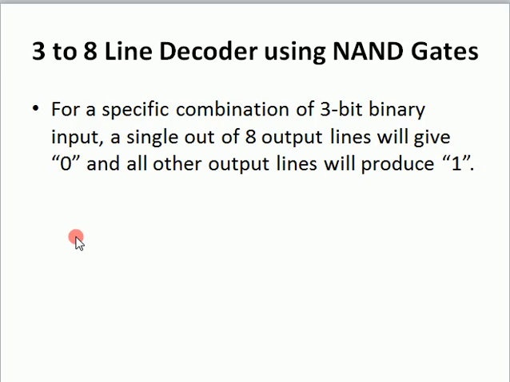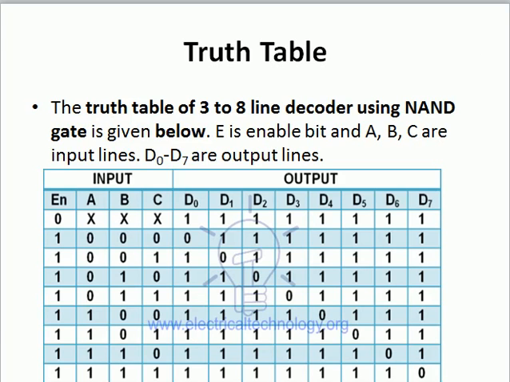Now we will discuss the 3 to 8 line decoder using NAND gates. For a specific combination of 3-bit binary input, a single output of the 8 lines will give 0 and all other output lines will produce 1. First of all, we will see the truth table of the 3 to 8 line decoder, in which E is the enable bit, A, B, C are the input lines and D0 to D7 are the output lines. It is totally the inverse of the previous truth table, in which we used AND gates, but here we are using NAND gates.